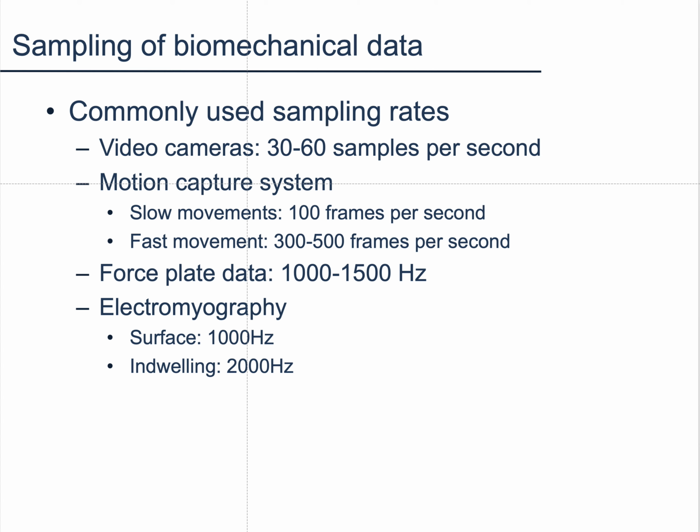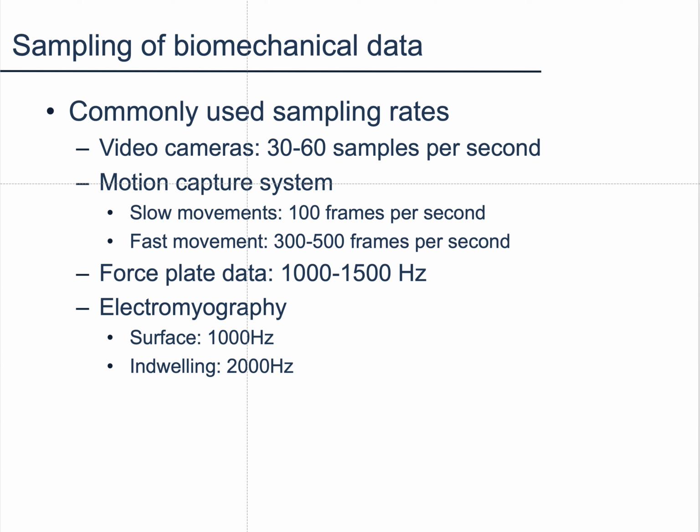The commonly used sampling frequency varies by the type of data being collected. The standard video cameras capture video at a rate of 30 to 60 frames per second. The motion capture system that we use in the lab can capture data at much higher rate. When we capture relatively slow movements, such as walking and jumping, sampling frequency of 100 frames per second should be adequate. However, when capturing fast movements like baseball pitching, hitting, or kicking, much higher sampling frequency is used.